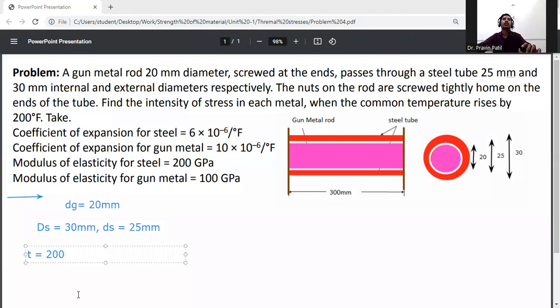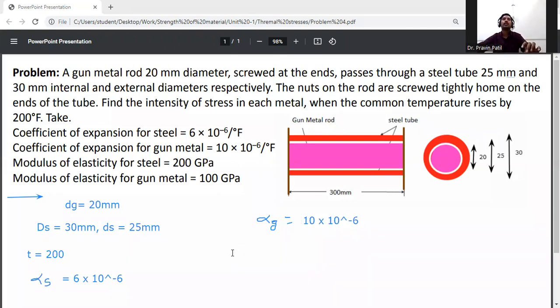Then the coefficient of thermal expansion for steel is denoted by alpha s. Alpha s is equal to 6 into 10 raised to the power minus 6. Okay, the next is the coefficient of thermal expansion for gunmetal, denoted by alpha g, which is equal to 10 into 10 raised to the power minus 6.